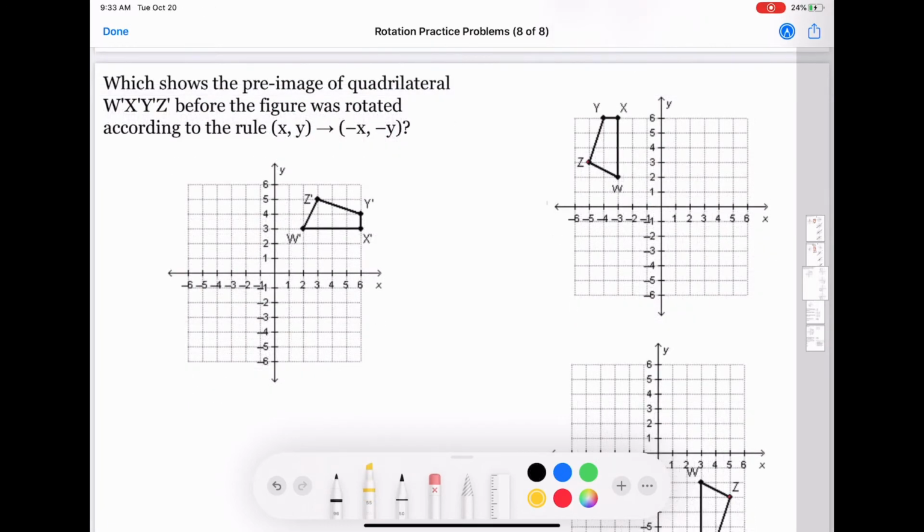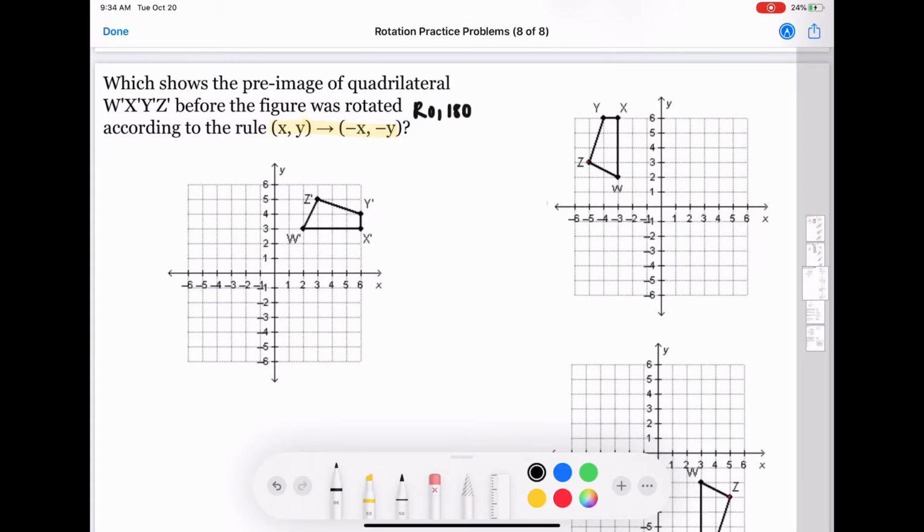Let us look at this next problem. This problem shows us the pre-image of the quadrilateral W prime, X prime, Y prime, and Z prime before the figure was rotated according to the rule, and then we are given a specific mapping rule. Well, the first thing I would do is identify what mapping rule this is. This mapping rule is our mapping rule for a rotation about the origin 180 degrees.